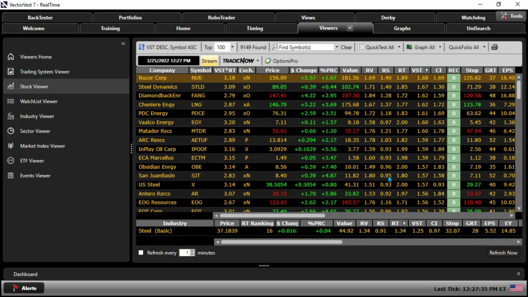Now, the cool thing about this is that there's pricing differences all the way from a couple of $100 all the way down to below $5 to find stocks that have the best combination of value, safety, and timing. All right, so that's one way to find stocks to get into. I'm going to show you another way. Let's go to the Unisearch tool.